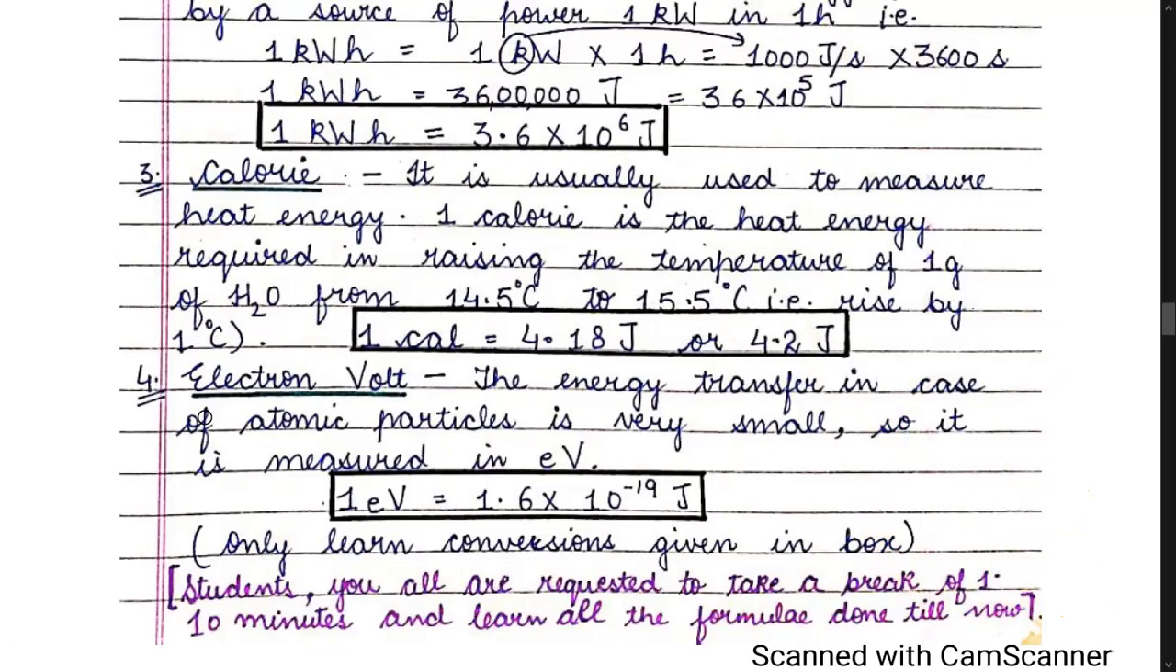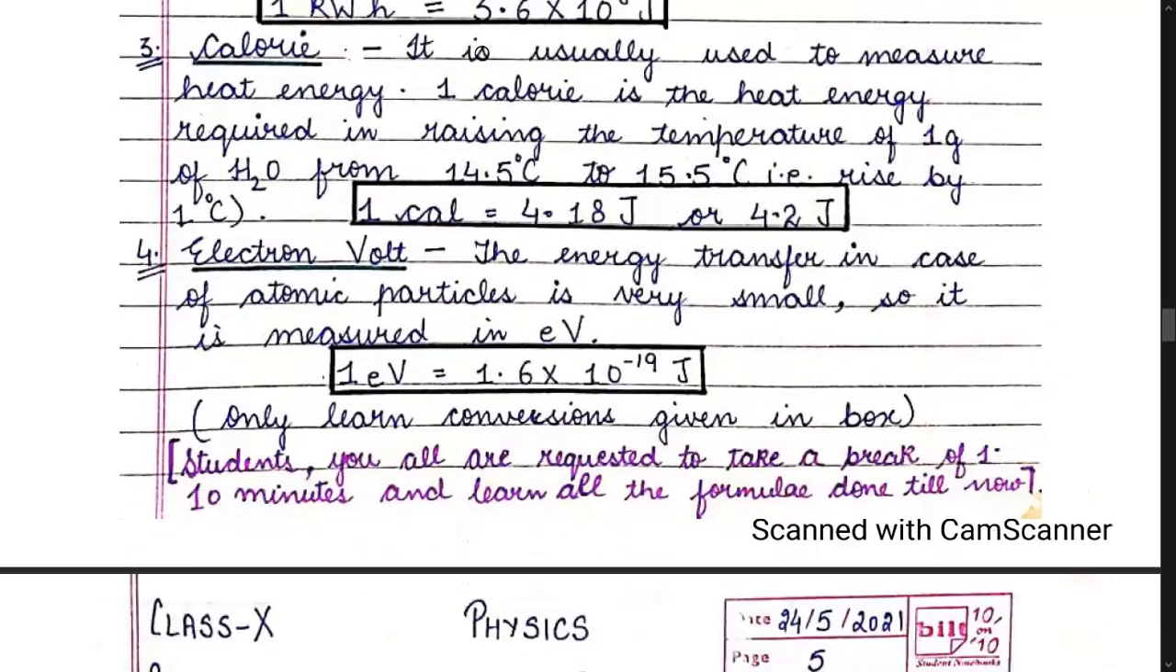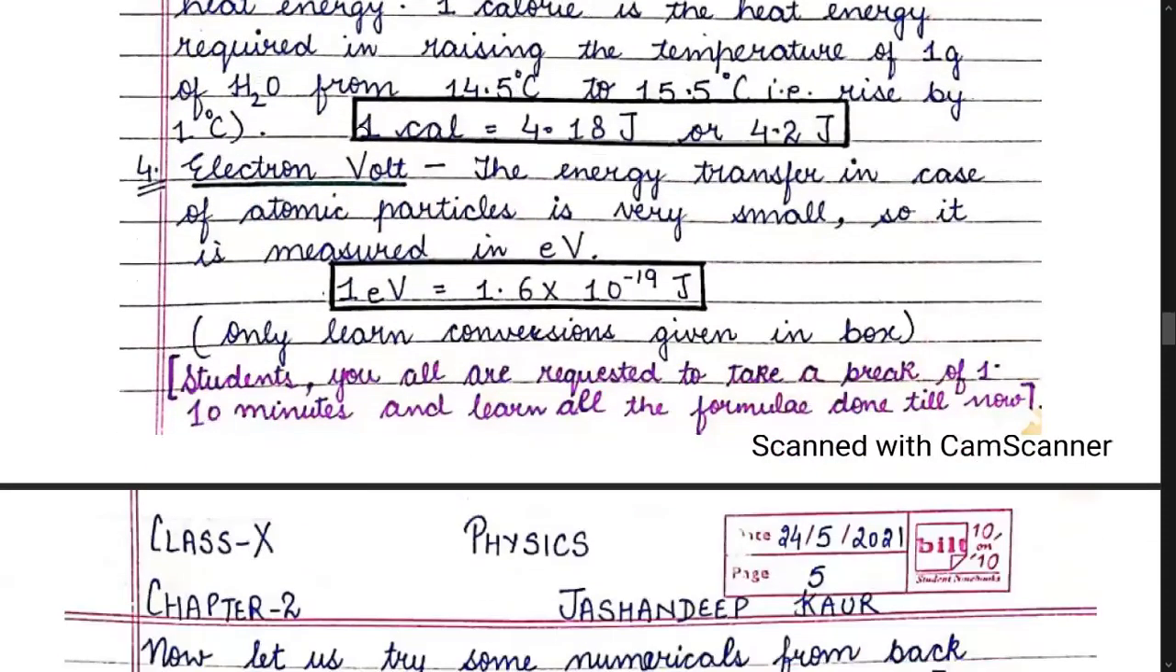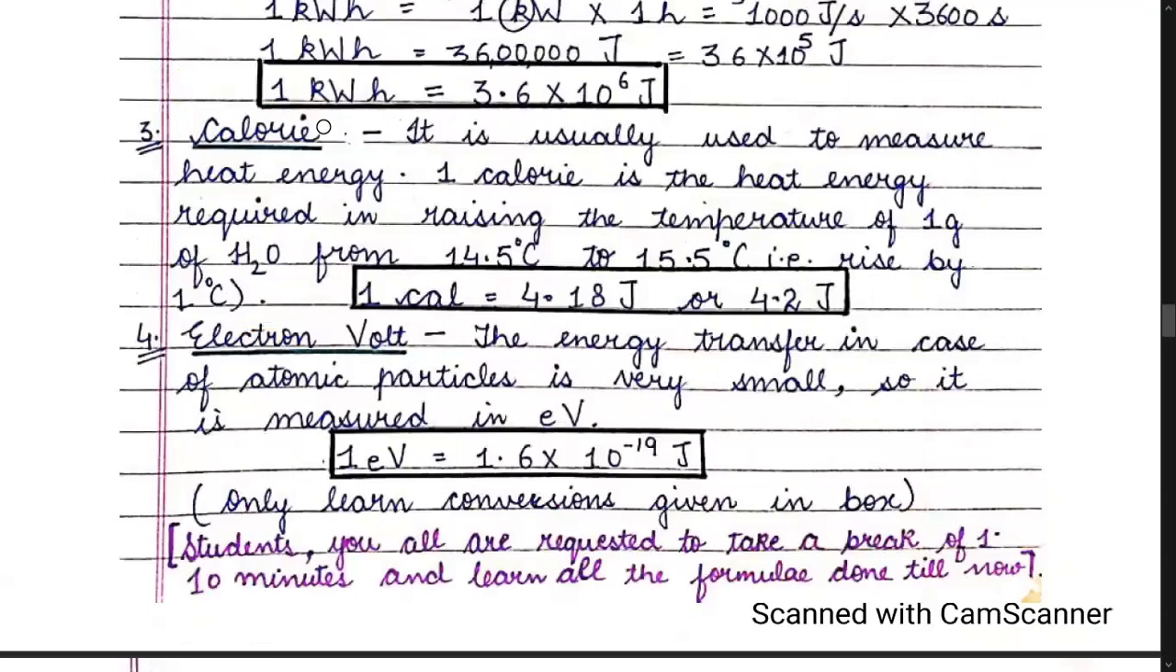So, sometimes a question comes that electron volt is unit of which quantity? So you are not just saying energy, you will be saying energy associated with atomic particles. Similarly, if a question comes that whose unit is calorie, don't write down energy. You have to write down heat energy. Be specific. So learn the definitions of these units, and conversions are very important to learn.